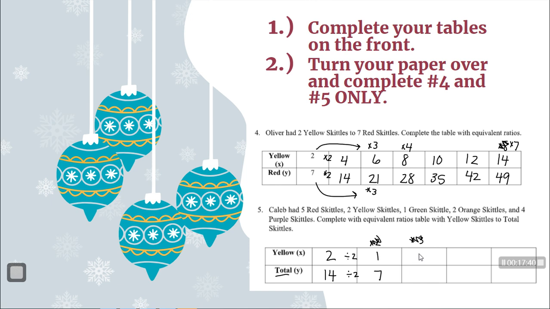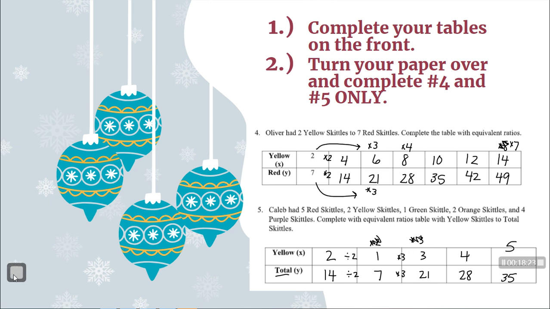Okay, then I could multiply by 3. I already have the multiplied by 2. 1 times 2 is 2. 7 times 2 is 14. I could do 1 times 3 would be 3. And then 7 times 3 would be 21. Then I could do 1 times 4 would be 4, and 7 times 4 would be 28. And then I could do times 5, which I would get 5, and 7 times 5 is 35. Again, you might have had double those numbers because of you multiplying just the original 2 and 14 times the different numbers, and that's okay.